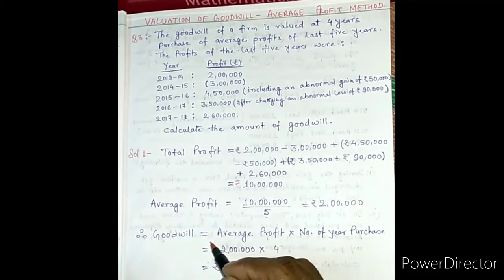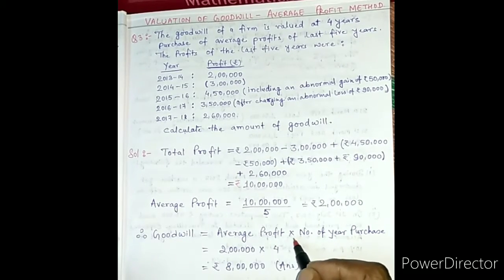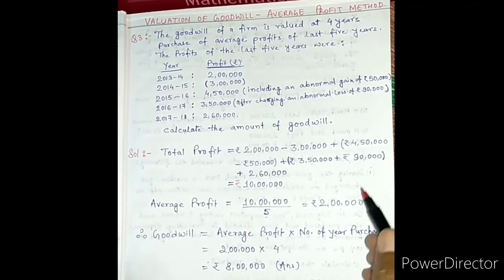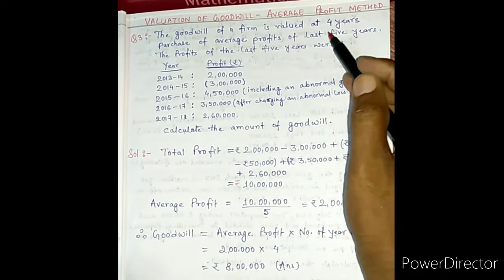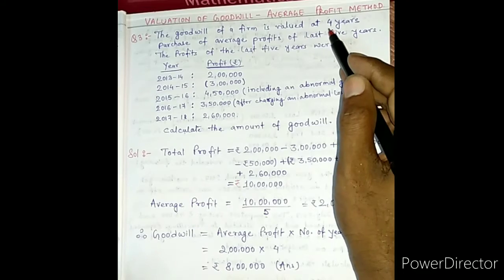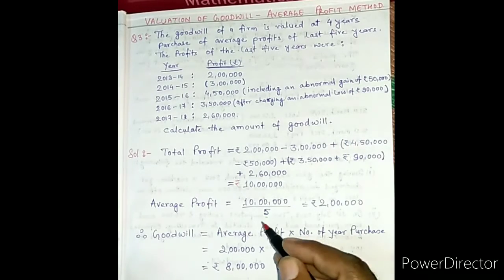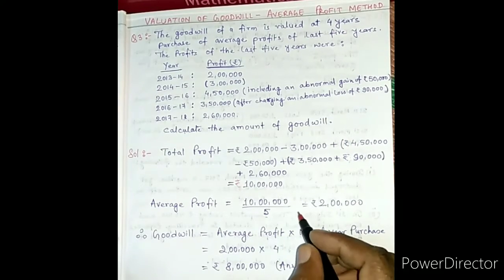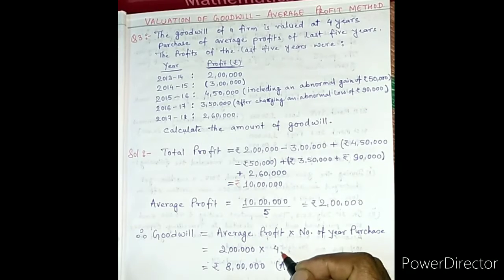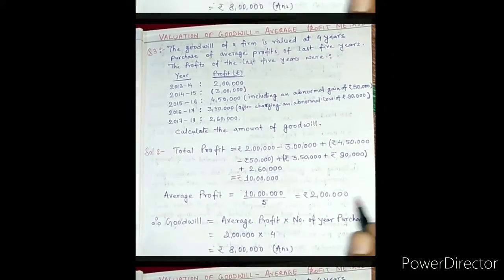The goodwill is equal to average profit into number of years' purchase. So here the number of years' purchase is given, 4 years' purchase. So we have to multiply average profit by the number of years, that is 4 years. So 2 lakh into 4, that is 8 lakh rupees. So this is the goodwill. Hope it's clear. See question number 4.